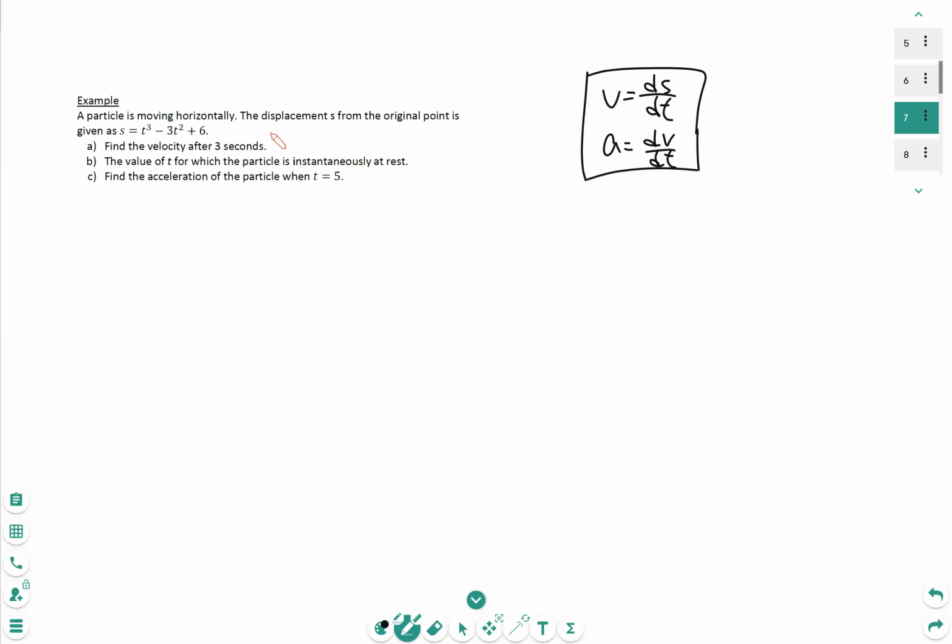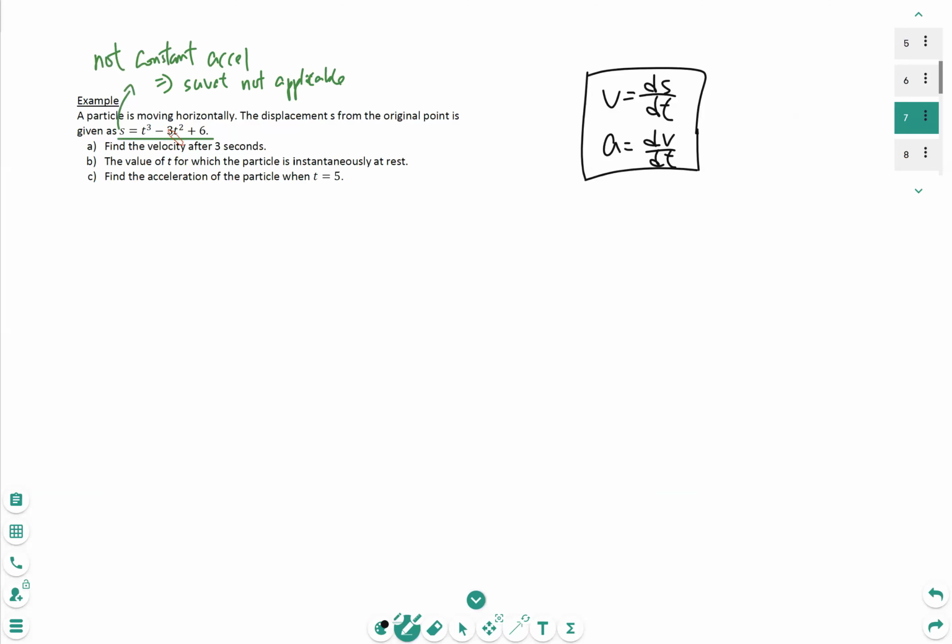Example: a particle is moving horizontally. The displacement s from the original point is given as s equals t cubed minus 3t squared plus 6. Hopefully I did mention it in the previous video. When we see an equation like this, we know it is not constant acceleration. That means suvat is not applicable, so we can't use suvat when the acceleration is not constant.